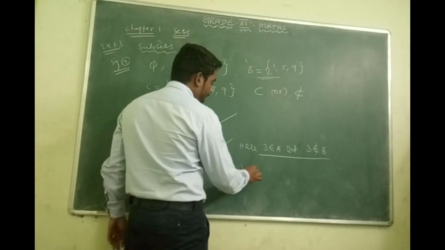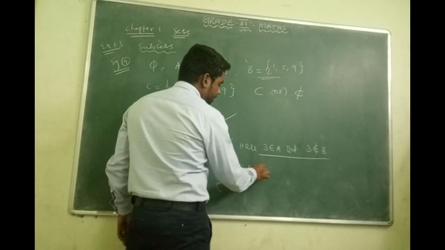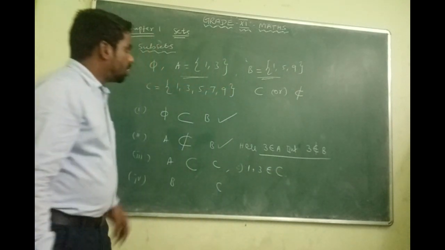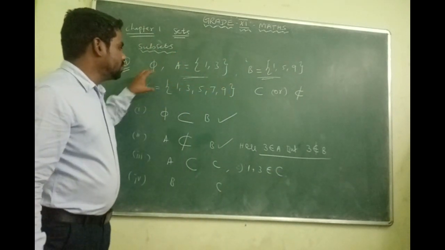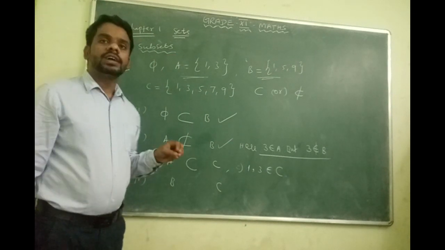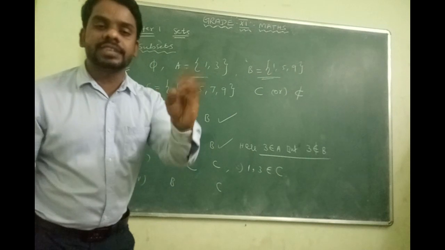Here 1 and 3 belong to C. So all elements of set A belong to C. Therefore the set A is contained in C. Therefore set A is a subset of C.